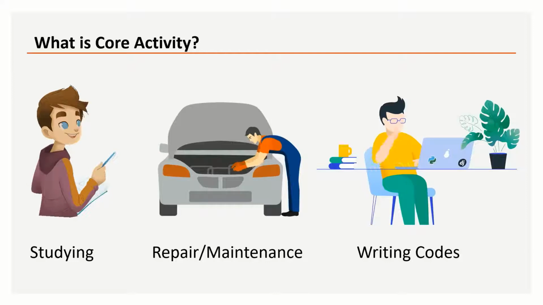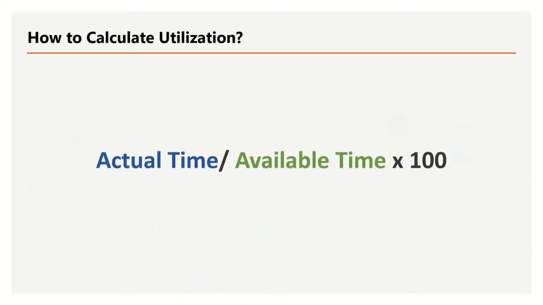So I'm not saying non-core activities are not important. They are certainly important in their own domain, but here we are talking about core activities and non-core activities, the difference in both. So how do we calculate the utilization? Well, the formula is quite simple. We'll take the actual time spent working on or completing the task, and then we will divide that by the available time and multiply it by 100.